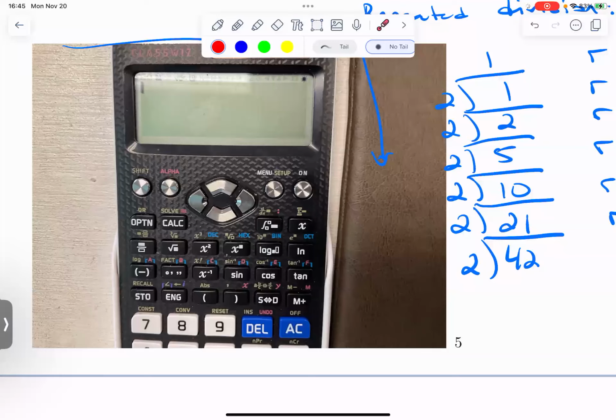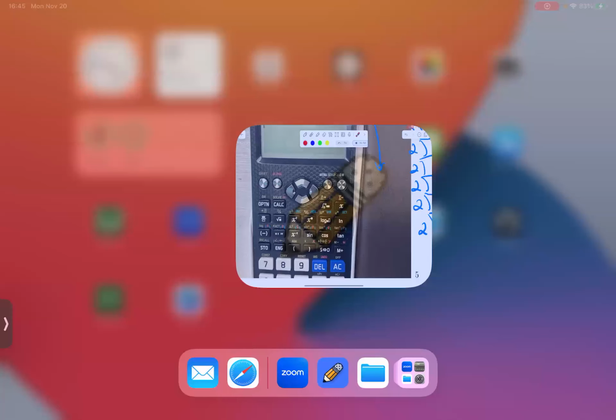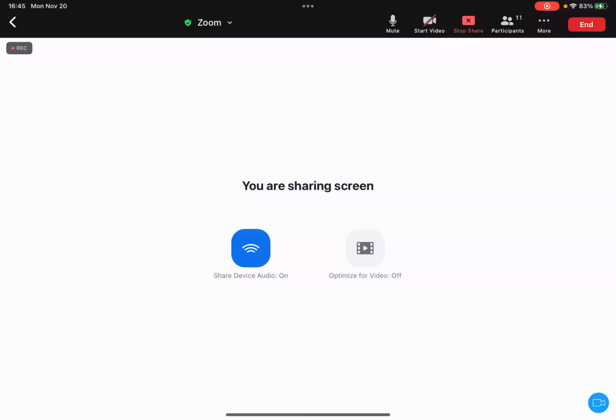I'm gonna check the chat and see if anyone's chimed in. Nothing. Yeah, my alpha retrieves my letters where I can store values if I need them.